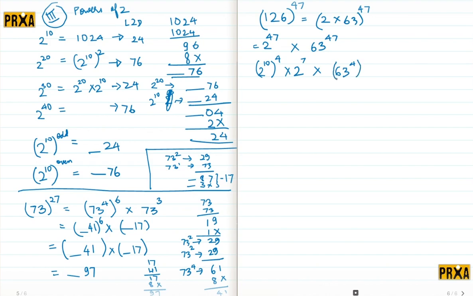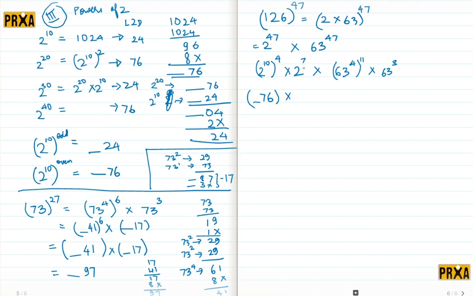Okay, but the closest multiple of 4 inside of 47 is 44. So this is 4 times 11, 44, multiplied by 63 cube. Now 2 to the power 10, I know that any even power of 2 to the power 10 will give me 76 in the end. So straight away I write a 76 here. Okay, so this is something 76. Now 2 to the power 7 I can compute.